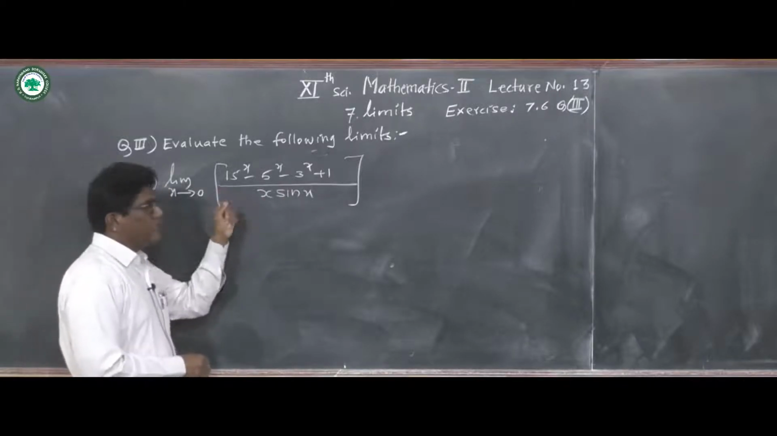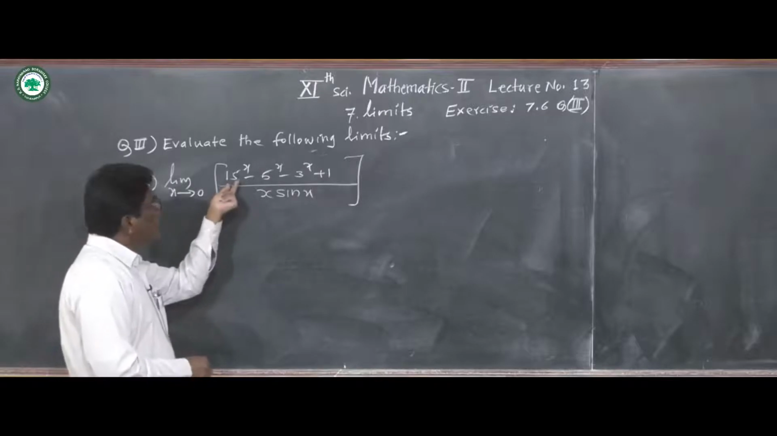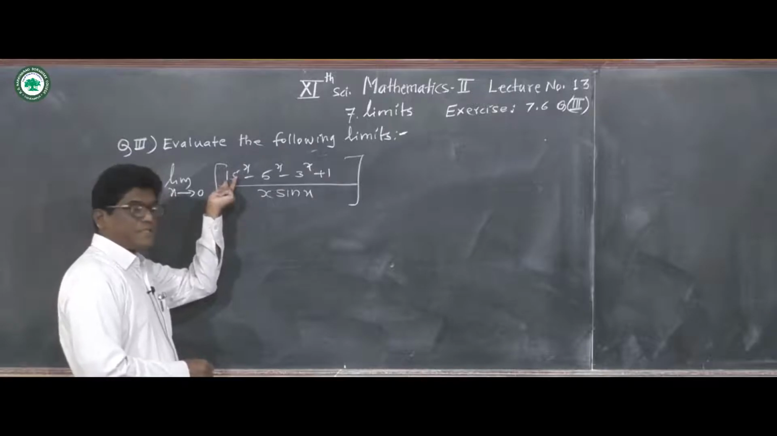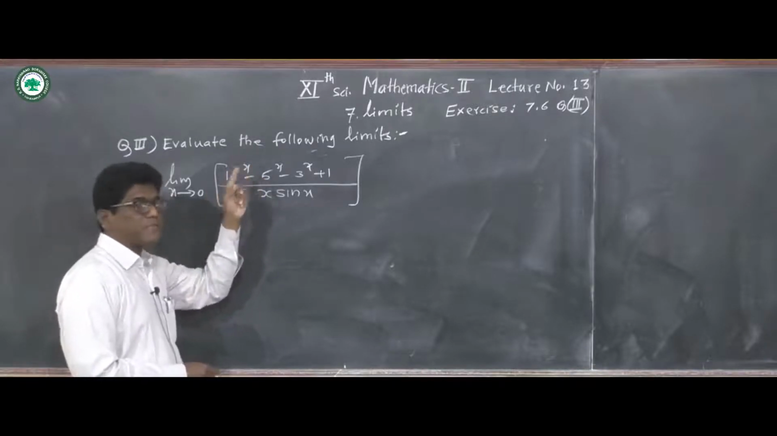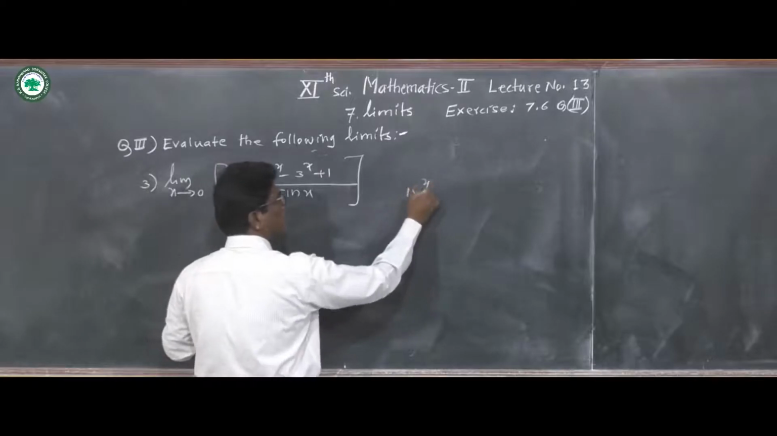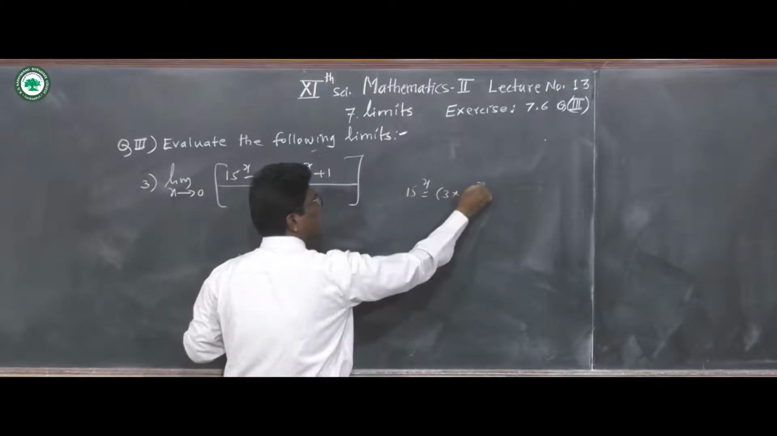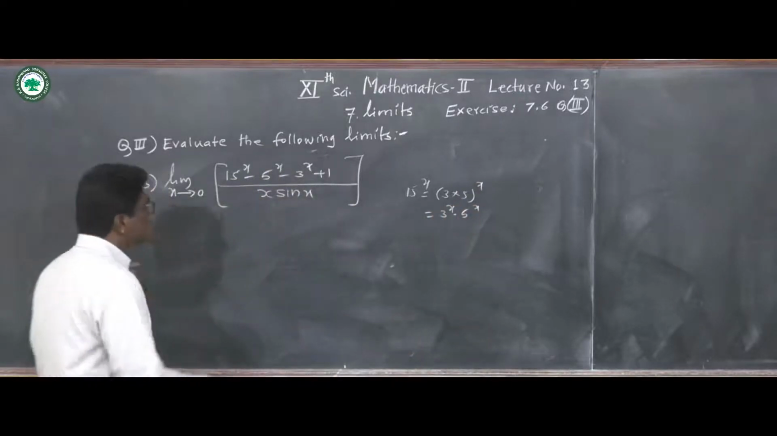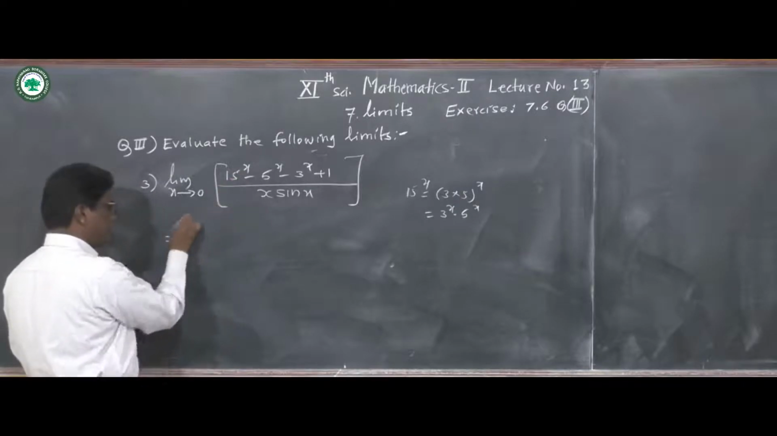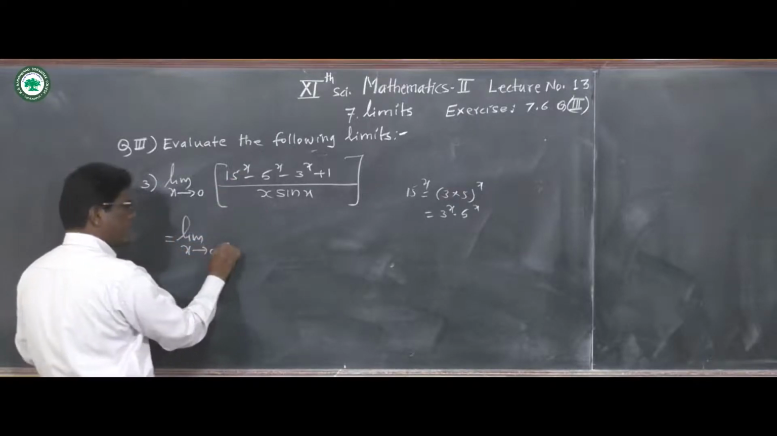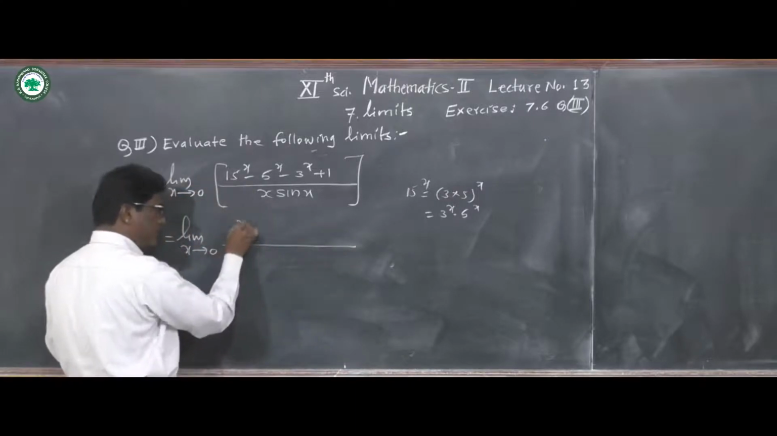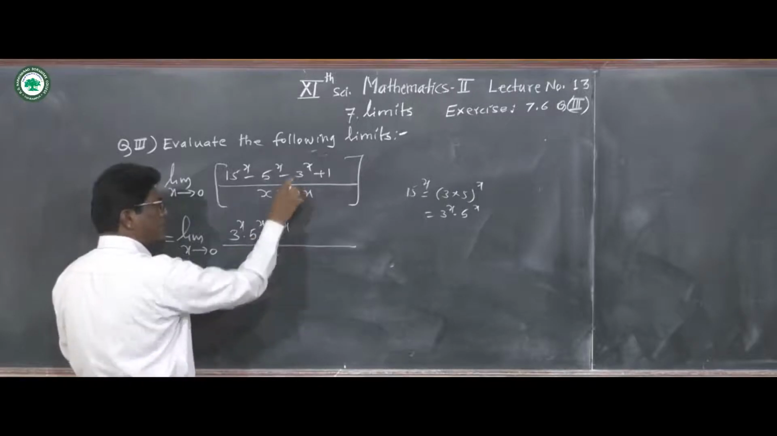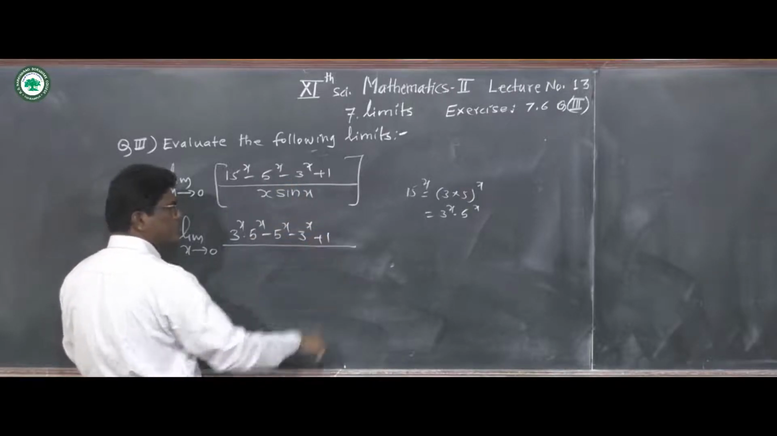Now we take the factors of 15. We write 15 as 3 into 5, so 15 to the power x is equal to 3 into 5 to the power x, that means 3 to the power x into 5 to the power x. So we write this limit as x tends to 0, with 15 to the power x written as 3 to the power x into 5 to the power x, minus 5 to the power x, minus 3 to the power x plus 1.